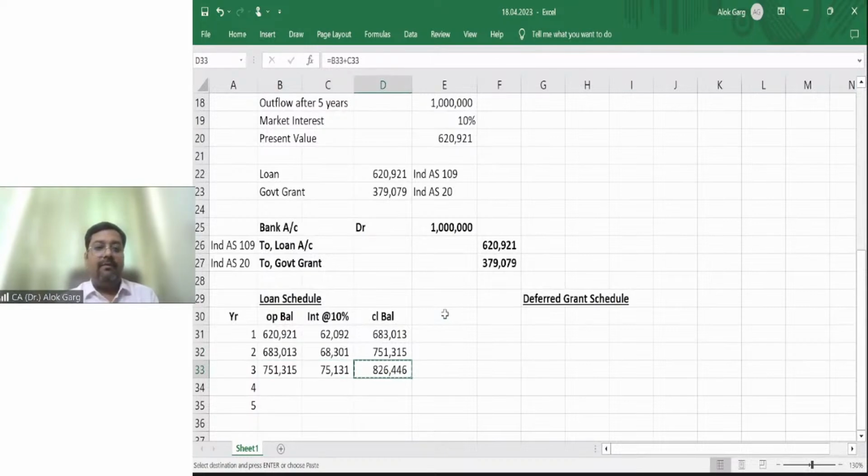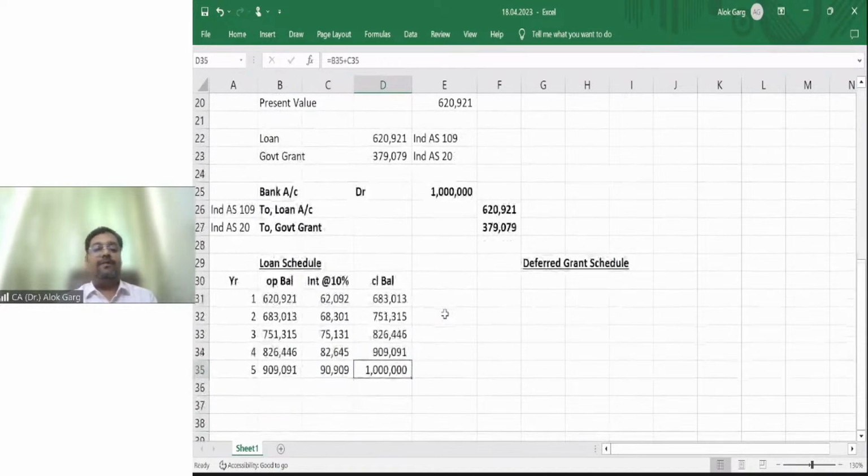Again, this closing will become your opening balance, right? You have to charge interest at the rate of 10%. Then your closing balance at the end of year 4 will be this one. Then this will become your opening balance. You have to charge interest, and this will become 10 lakh rupees. So friends, you can see that this 620,921 has become 10 lakh at the end. And every year you have to recognize an interest of this amount. Every year you have to expense it in the P&L, by this amount.